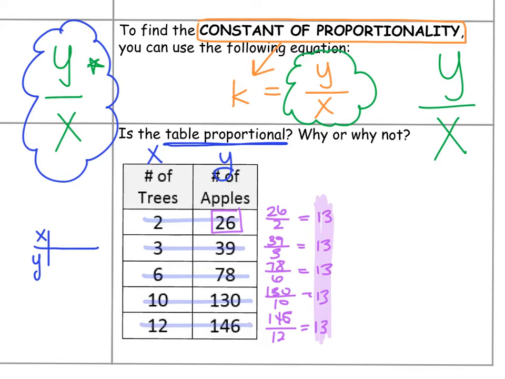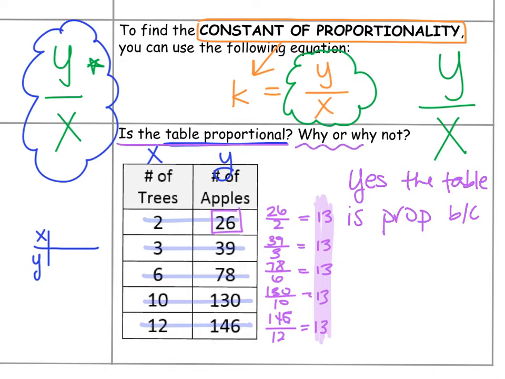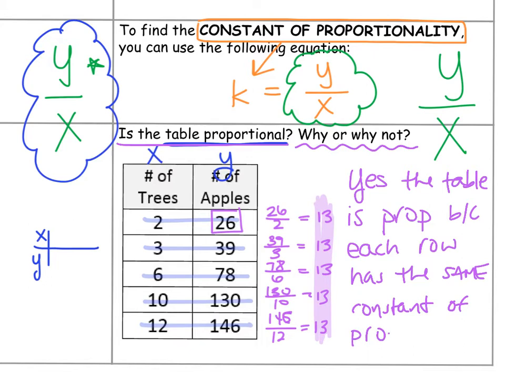So when I'm determining proportionality, I can say, yes, the table is proportional because, so I've answered, is the table proportional? Now I have to state why or why not. It is proportional because each row has the same constant of proportionality.